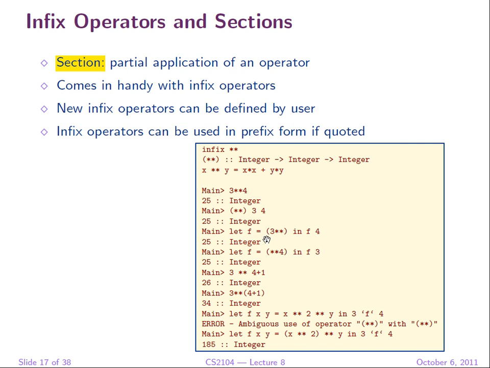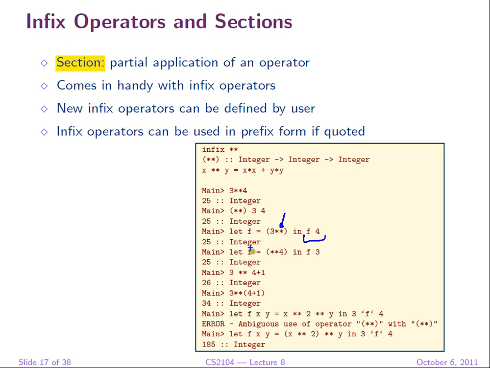So I can say let f be 3 star star, right? This argument is missing, so f becomes the function that expects that missing argument. And we can see it here, right? That f accepts an argument and will perform 3 star star 4. So this expression here will perform 3 star star 4.